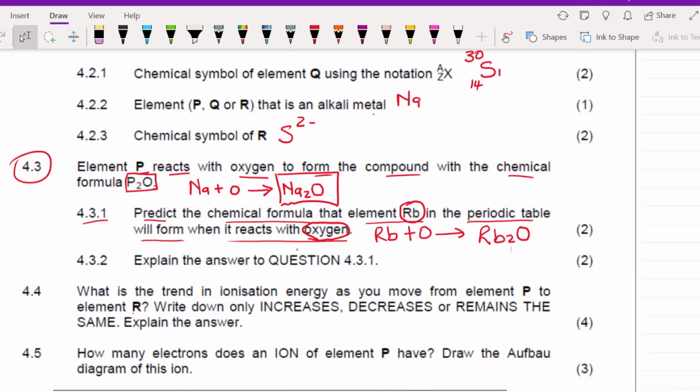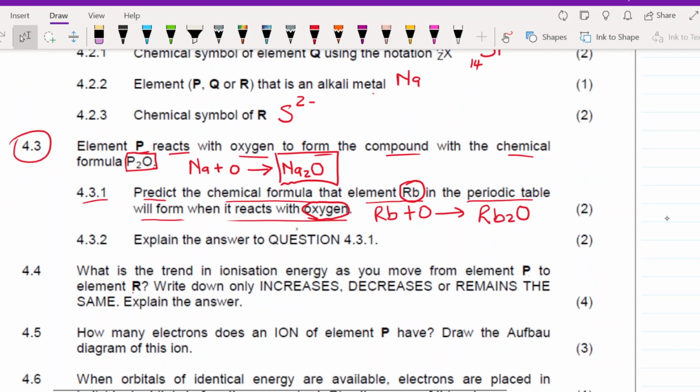So we go now to the following question. Explain the answer to question 4.3.1. So let's explain now this answer, why we said it's going to be Rb2O.